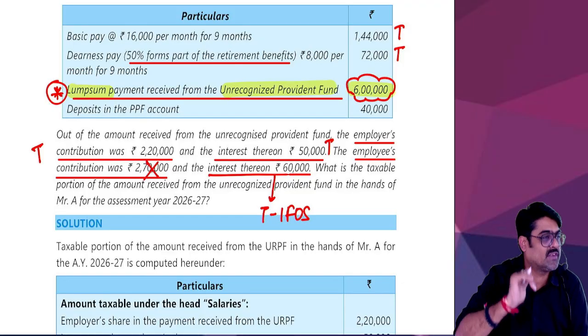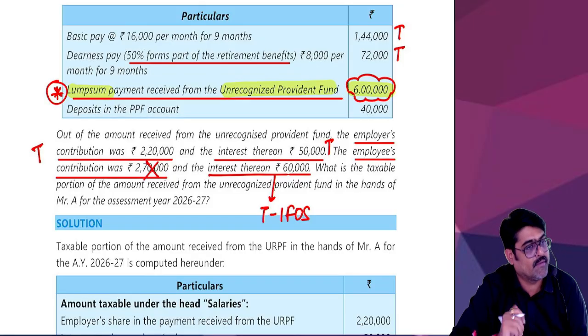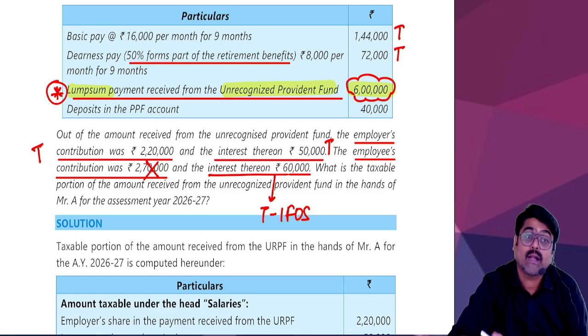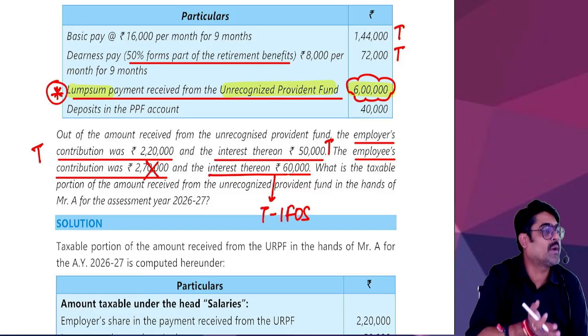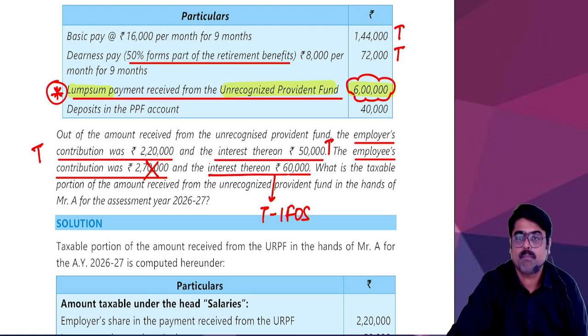That breakup of 6 lakh is given like this. Yes or no? Always this type of breakup will be given in the question. You have to identify the amount and you will have to charge that amount under the correct head. Will you be able to do it? Yes or no? Now deposit in PPF account.